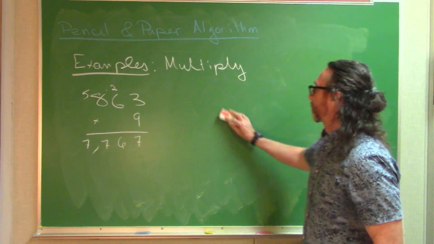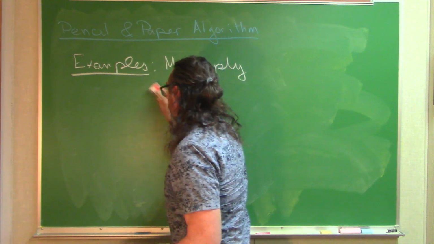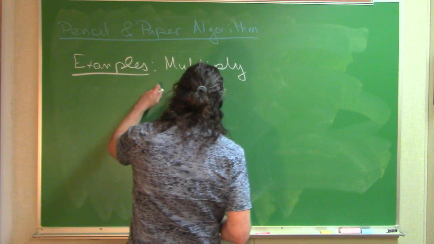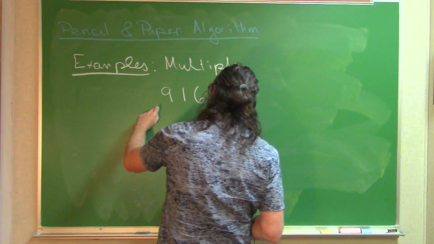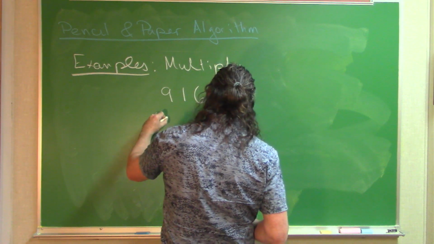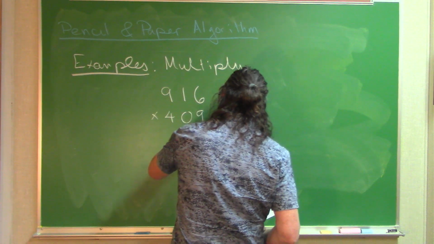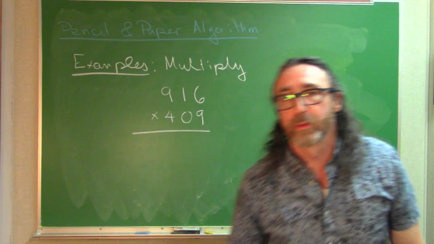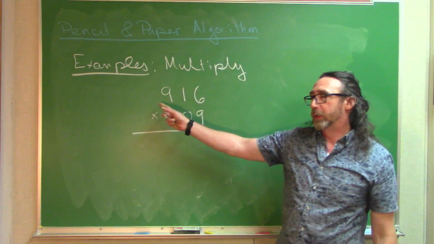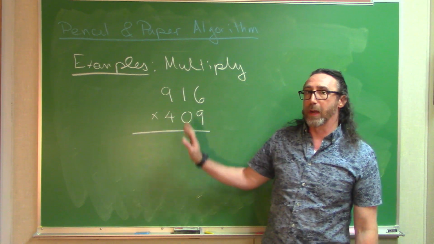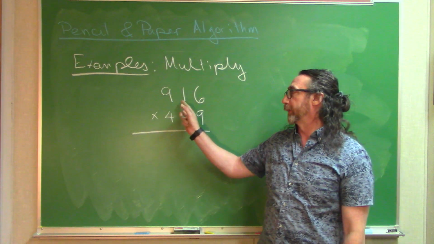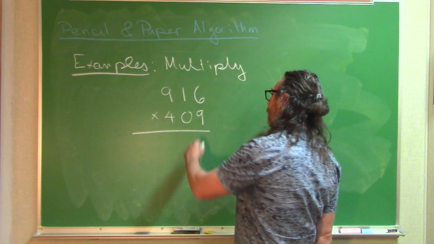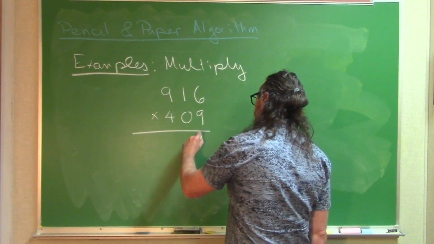Okay, so I'll do one more example to refresh your memory on this standard pencil and paper algorithm. We'll do this one, two 3-digit numbers. 916 times 409. Once again, we'll start over here in the ones place. We're going to ignore these for right now. We're going to concentrate on multiplying 916 times 9. 9 times 6 is 54.